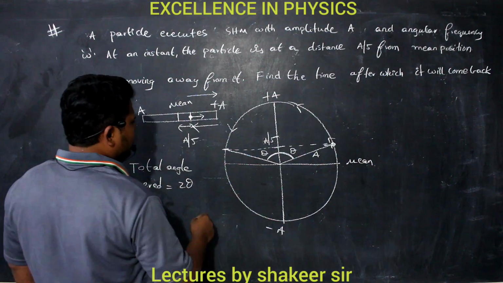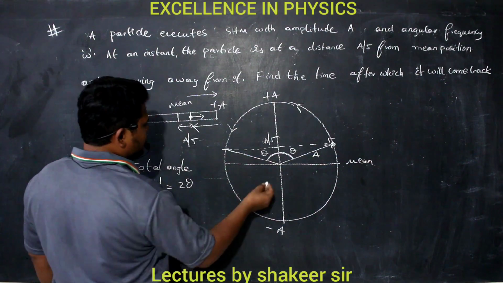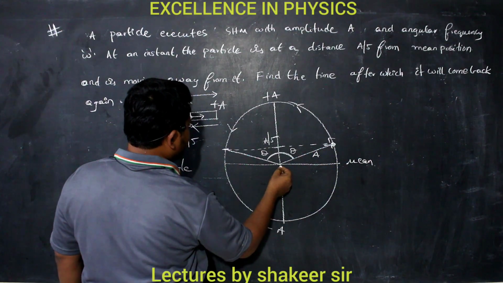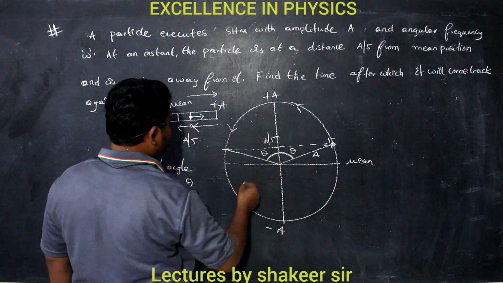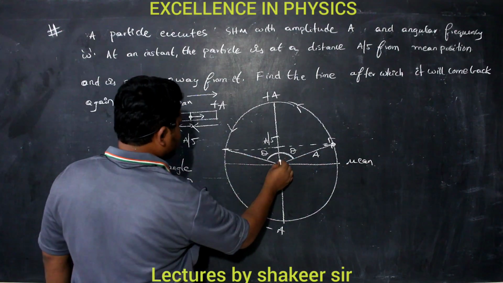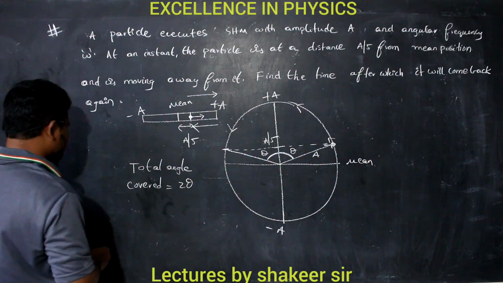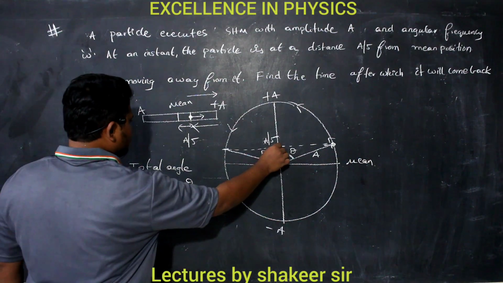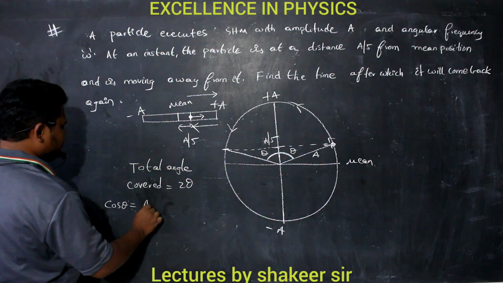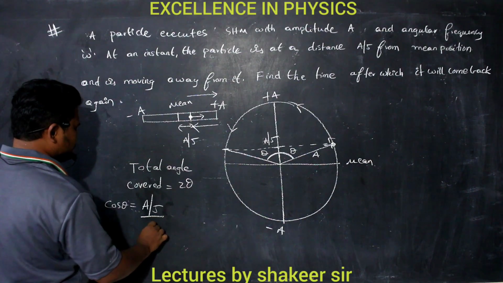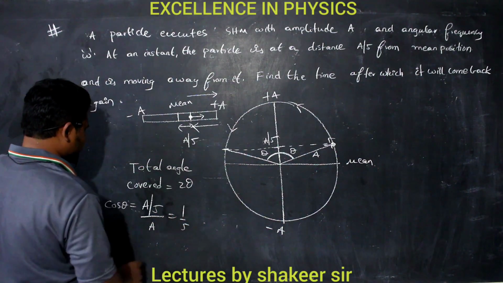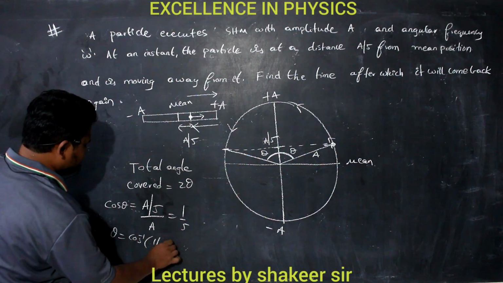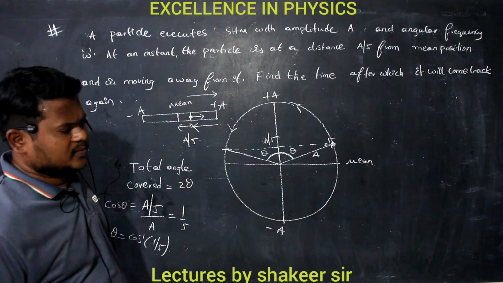Now how can I calculate this theta? I can use either sin theta or cos theta. If I take this right angle triangle, I have to consider sin theta. If I take this other right angle triangle, I have to consider cos theta. So I will take this right angled triangle. Cos theta is equal to adjacent by hypotenuse. The adjacent value is A by 5 and hypotenuse is A, so 1 by 5. Therefore theta is equal to cos inverse of 1 by 5. Are you able to understand?